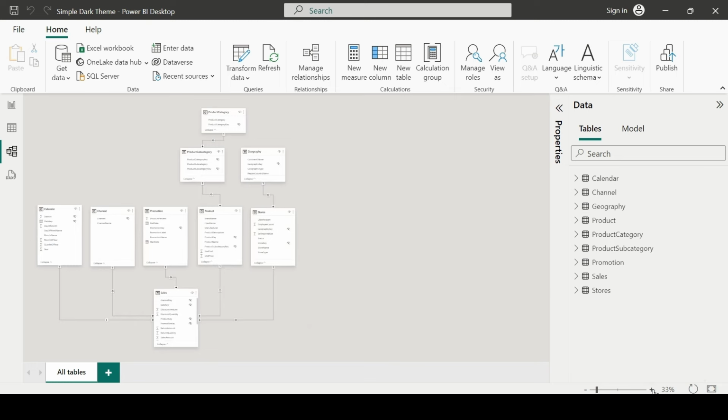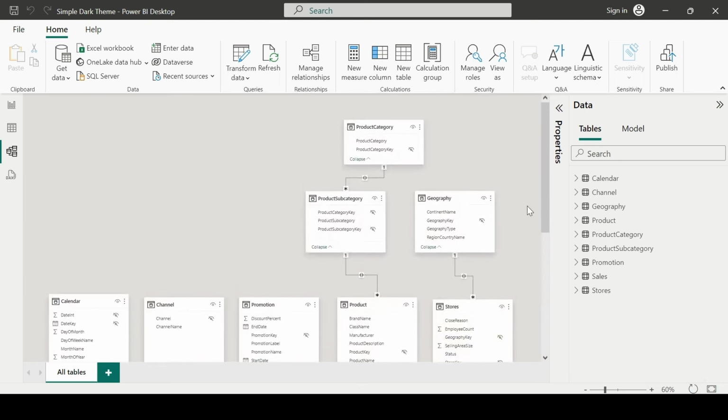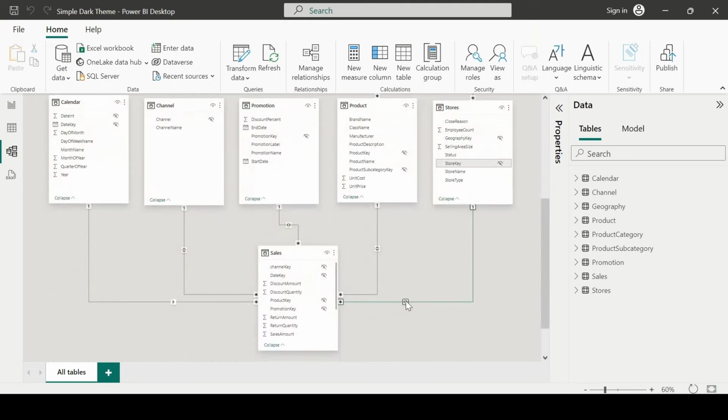Now all the lookup tables are on the top and fact tables are on the bottom for each one-to-many relationship link.